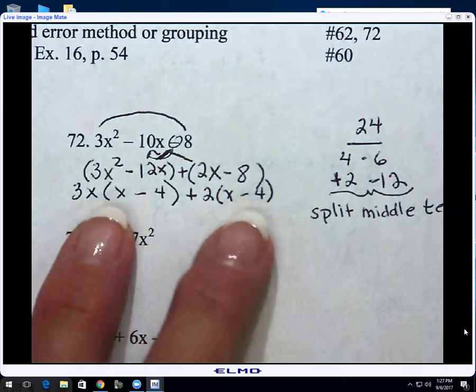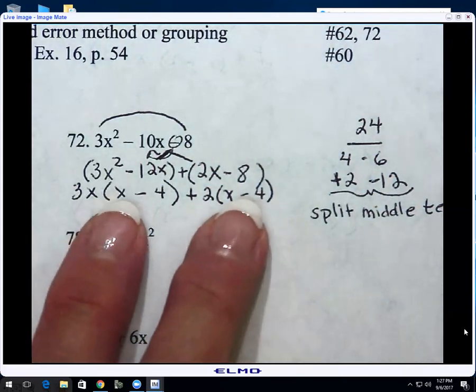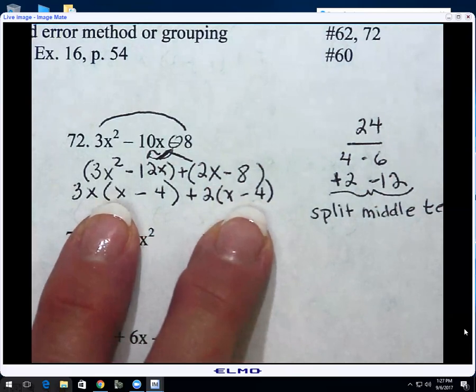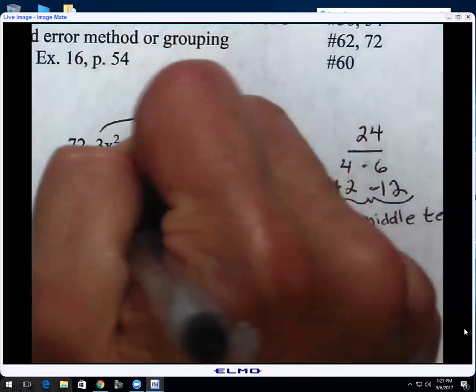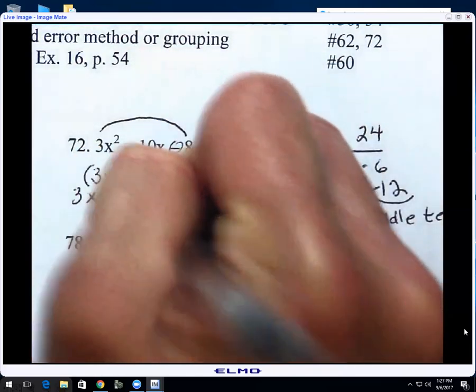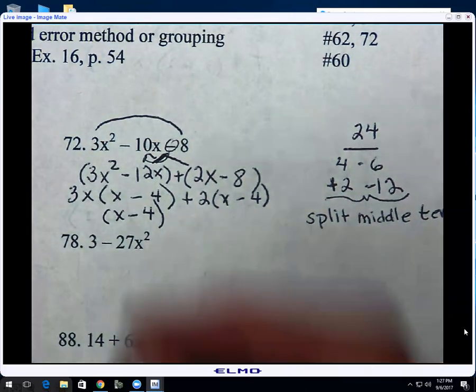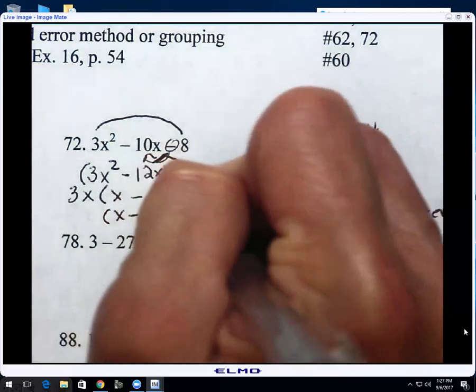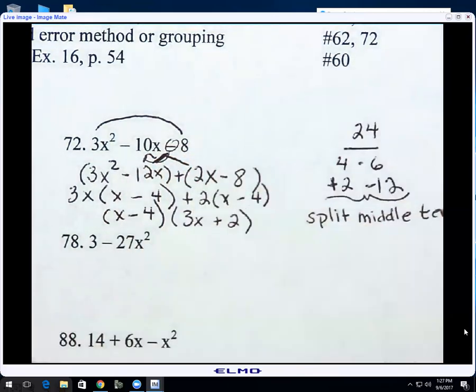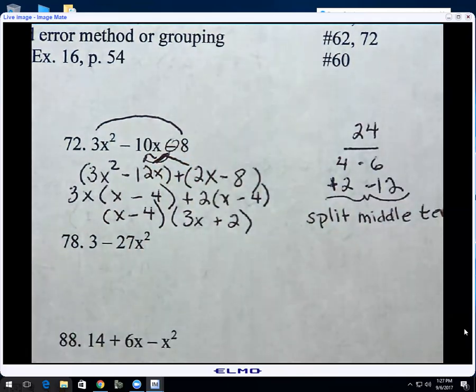In order for grouping to work, I have to have the same factor left in each term so that I can say it's my GCF. And when I take that away from each term, I'm left with the 3x and the plus 2. And then I can check my answer. That will fall back together to give me the trinomial that I started with.